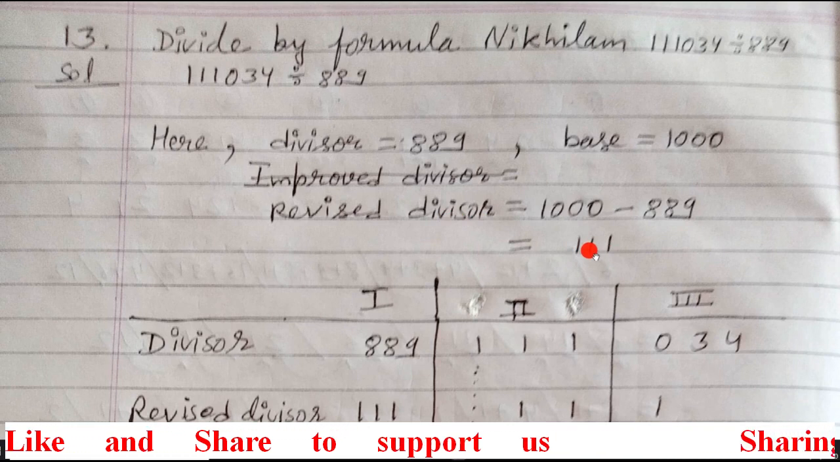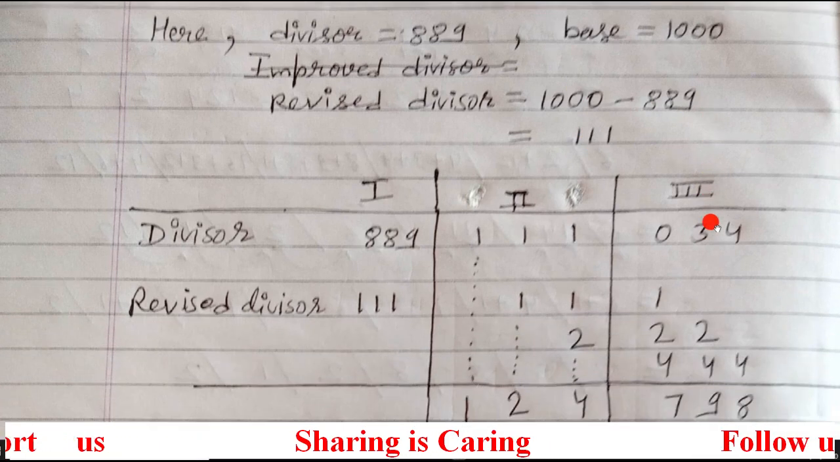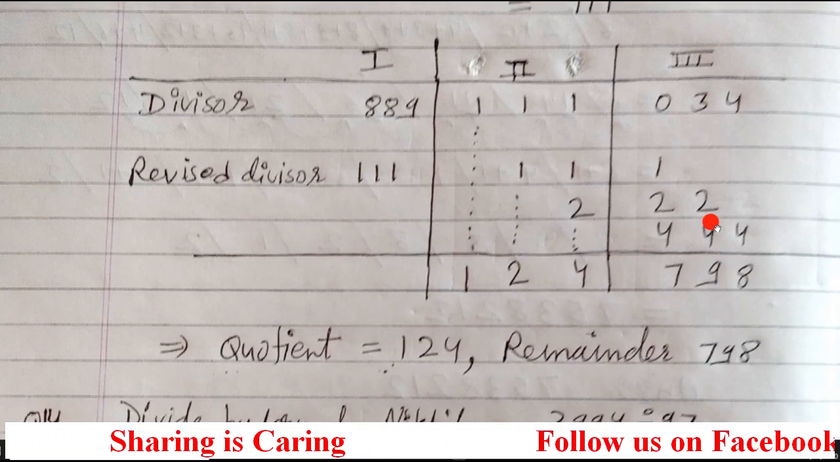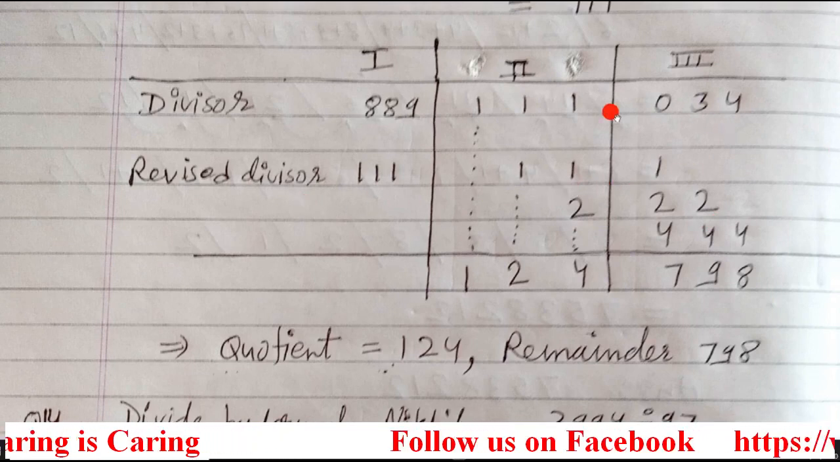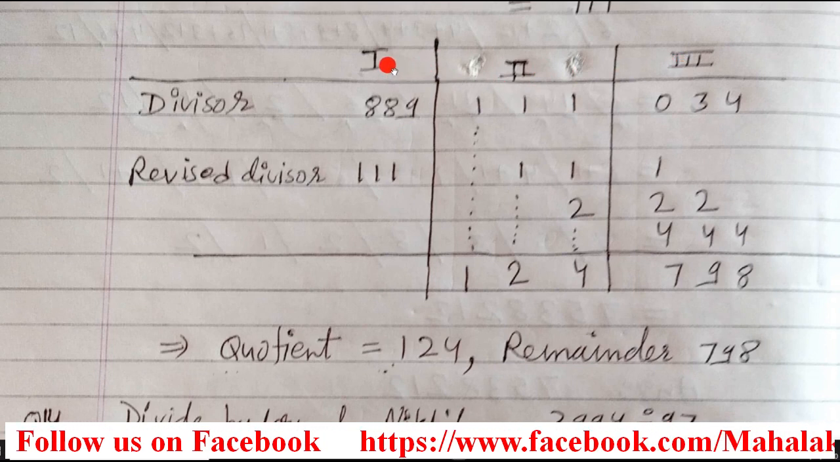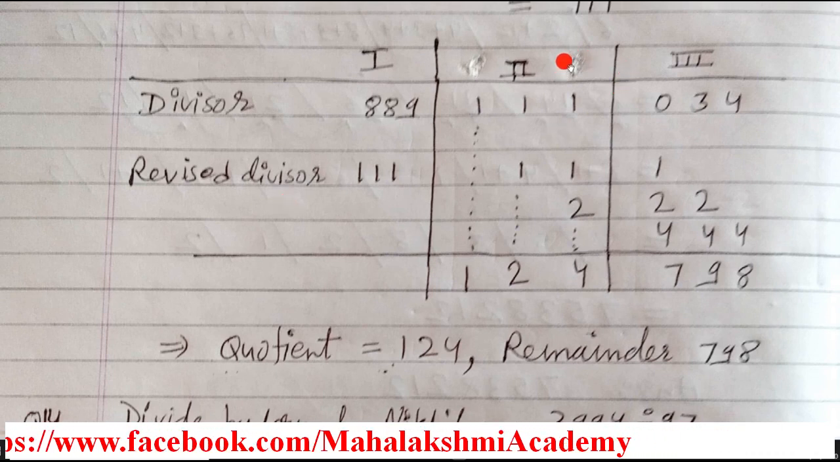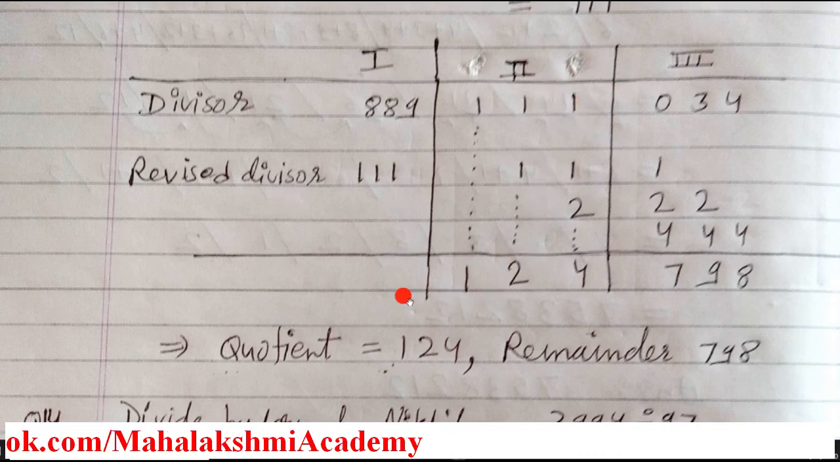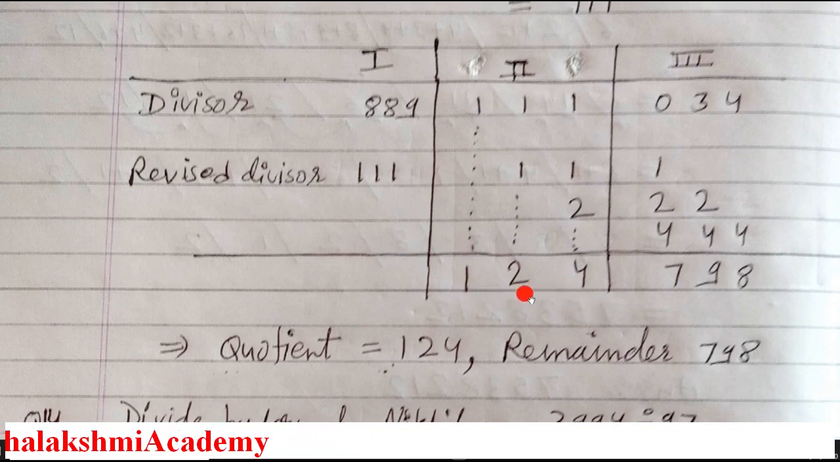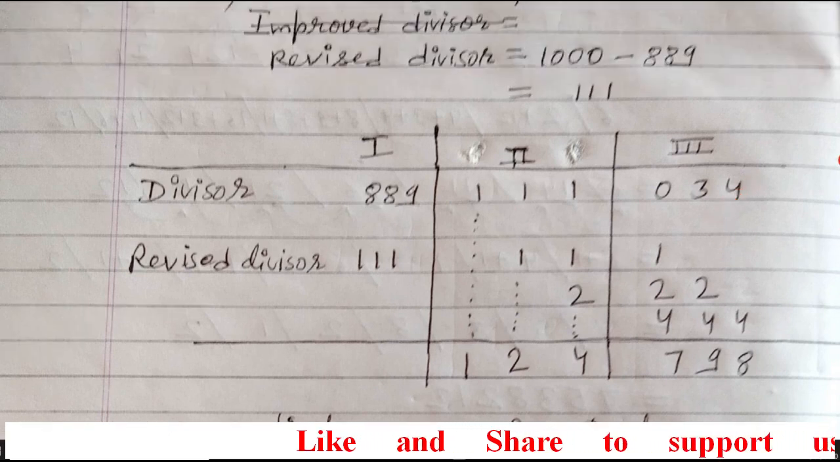Now we will start the division by using the Nikhilam method. So the table format of this division is like this. You have to divide the complete table into 3 sections: first section, second section and third section. In the first section you have to write down the divisor and the revised divisor. In the second section, some numbers from the dividend you have to write down. The second section's answer is going to be the quotient for you, and the third section's answer is going to be the remainder for you. Now how to enter the data, for that you just understand.